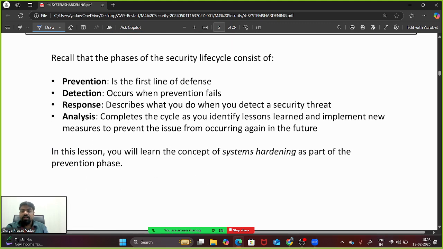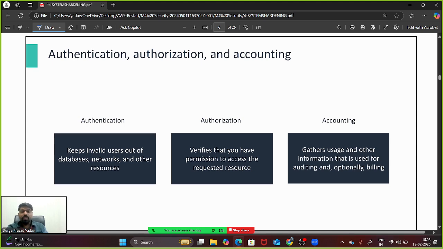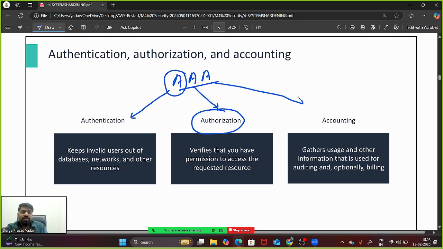Under the third layer, prevention is the first line of defense. We are learning prevention now only. We did not go to detection, response and analysis. We are into prevention only. Before entering into system hardening, we need to understand the concept of triple A, guys. Triple A is all about security. The first A is authentication, the second A is authorization, and the third A is accounting.